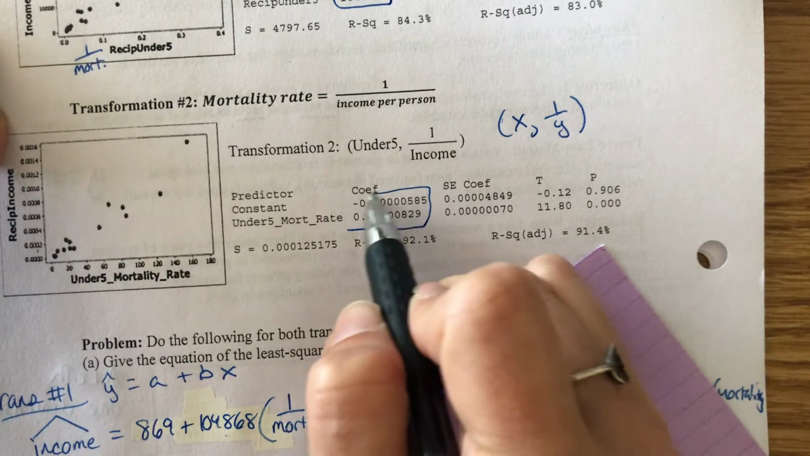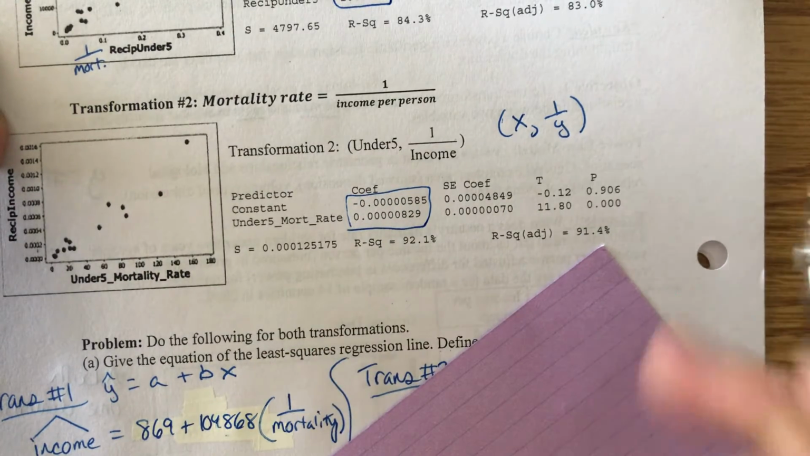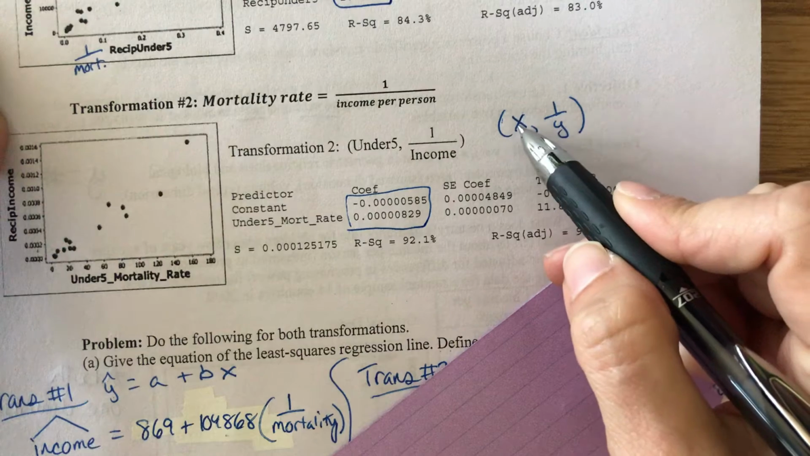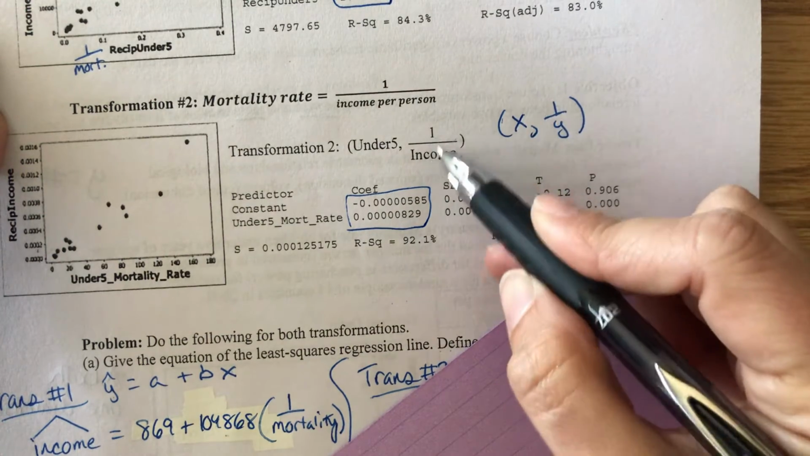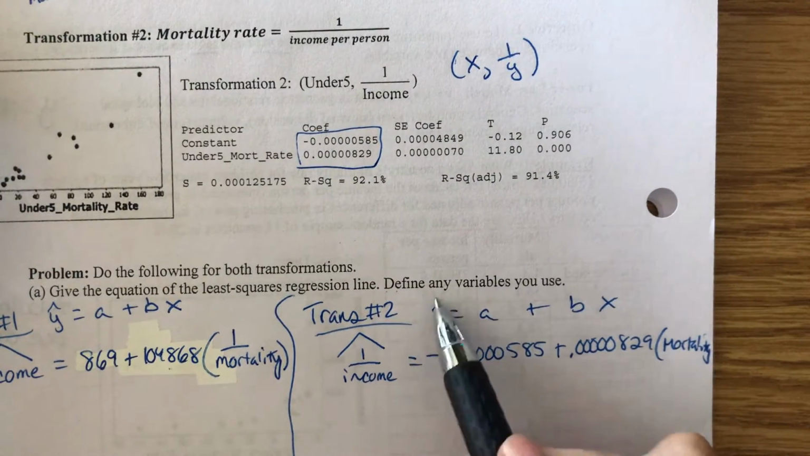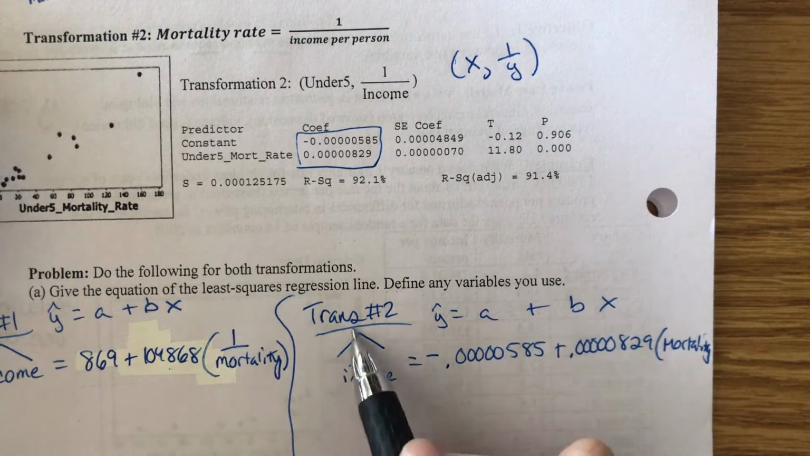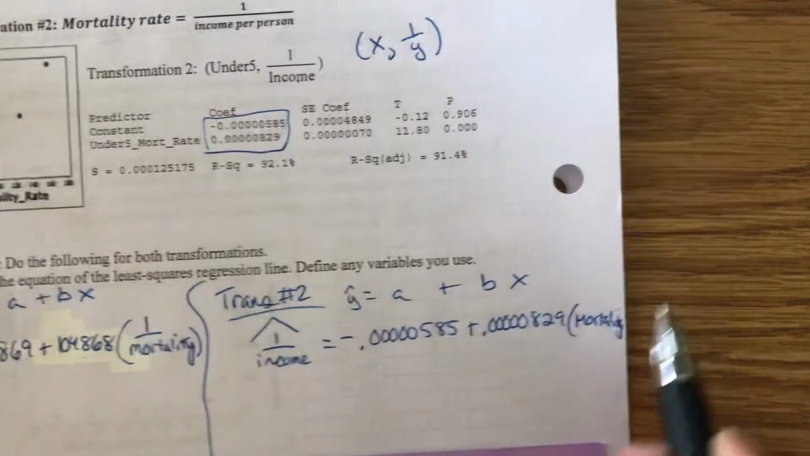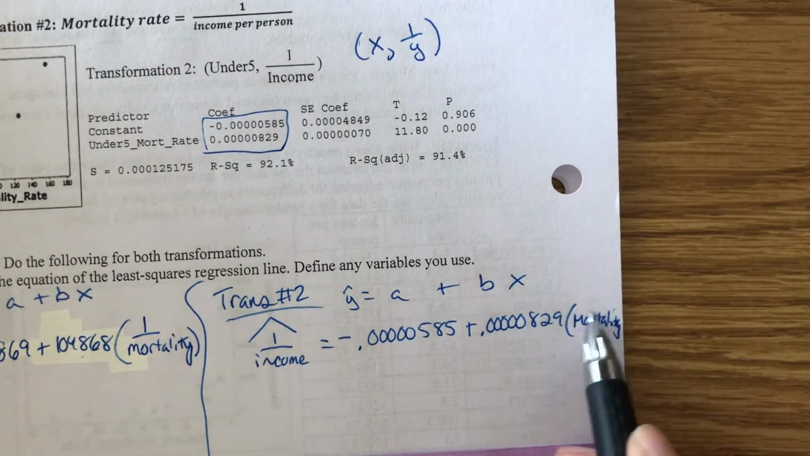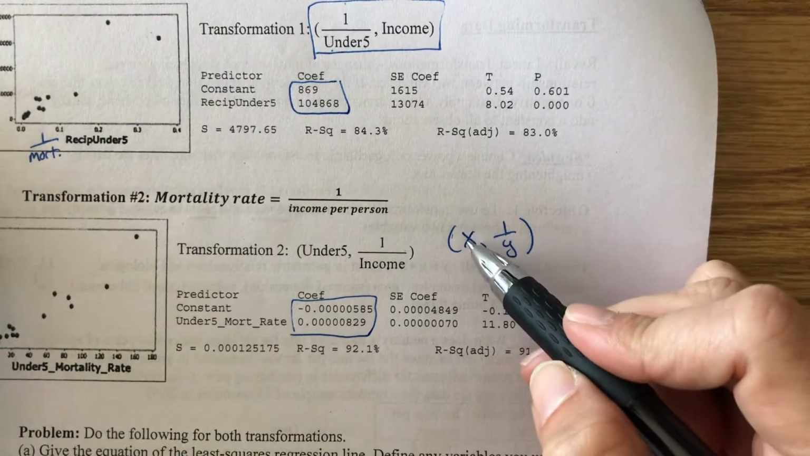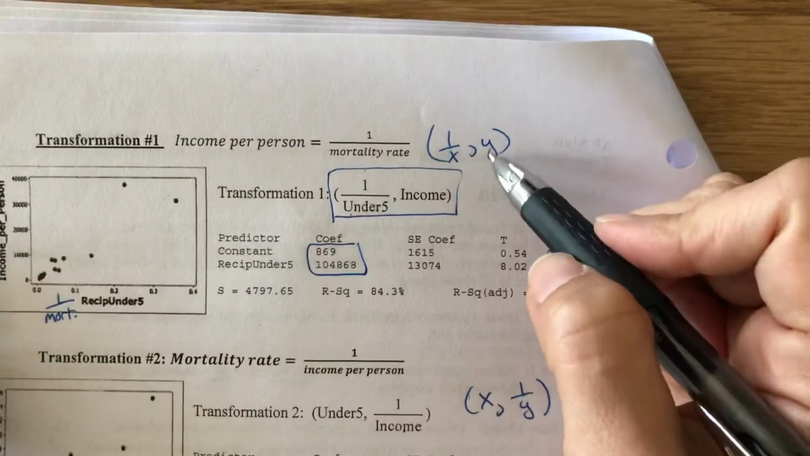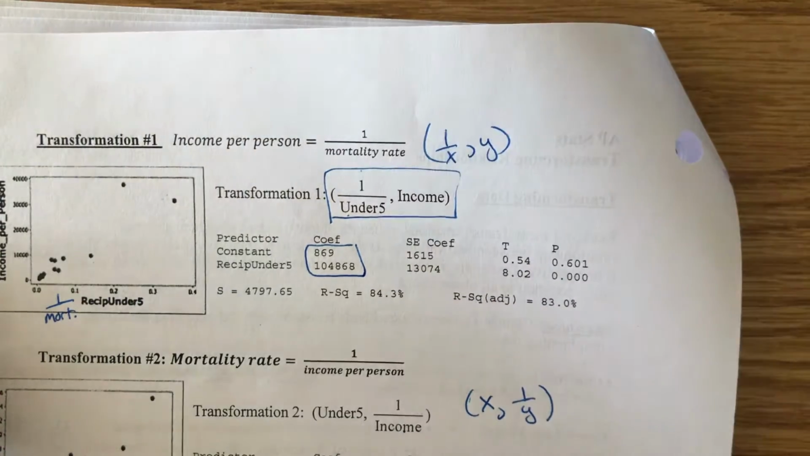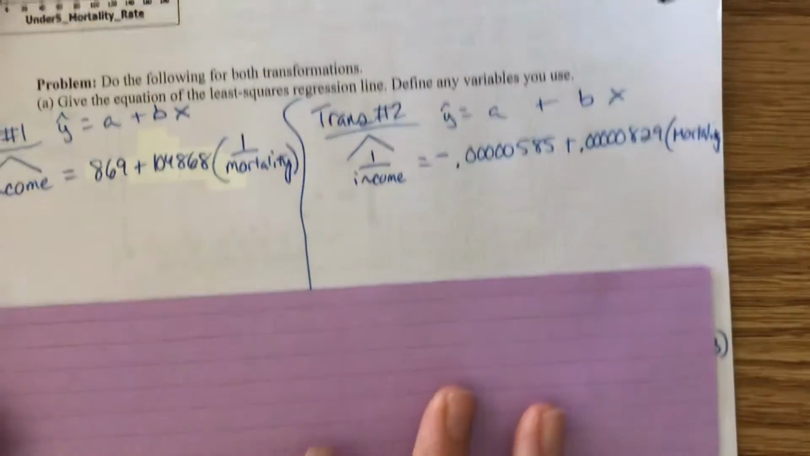For the second transformation, we have very different numbers. We have our a and our b here. And remember, it was mortality rate, comma, 1 over income right here. So this time, our equation would be y hat equals a plus bx, where y hat is 1 over income. We've got the a and the b, and then we have mortality rate over here as a regular x because it was a regular x in the second transformation. In the first transformation, the y was the regular and the x was the reciprocal. Okay, so that was it.